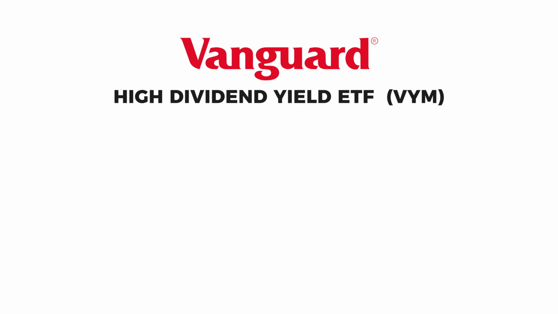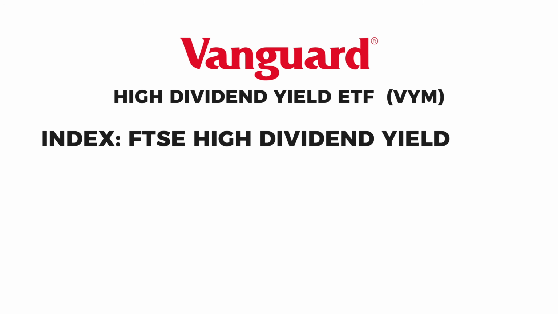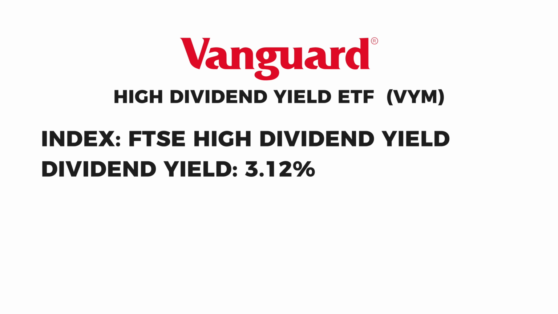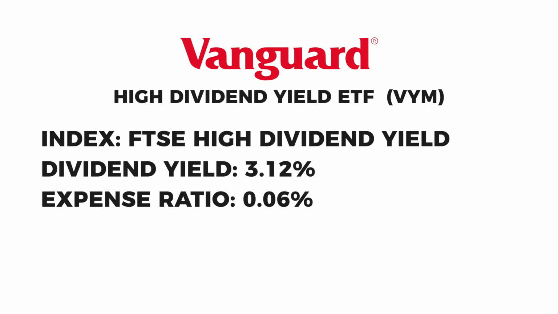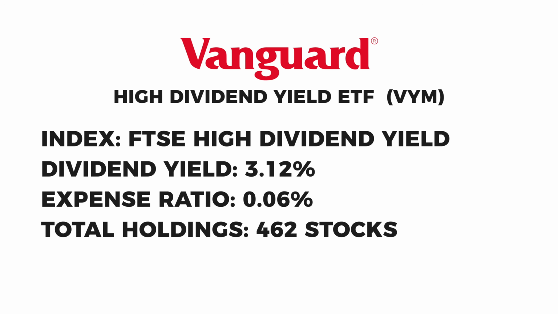And Vanguard actually has another very popular dividend ETF. It's VYM, Vanguard's High Dividend Yield ETF. It's based on the FTSE High Dividend Yield Index. It has a dividend yield of 3.12%. An expense ratio, again, of 0.06%. It holds about 462 stocks, so 4 times the amount that SCHD holds.